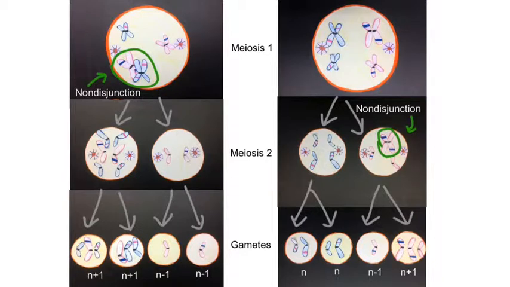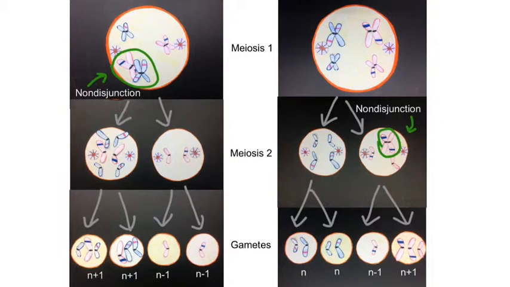When these cells split again in meiosis II, two of the produced cells have n+1 genes, and the other two have n-1 genes. The cells with n+1 would be trisomic, and the cells with n-1 would be monosomic.